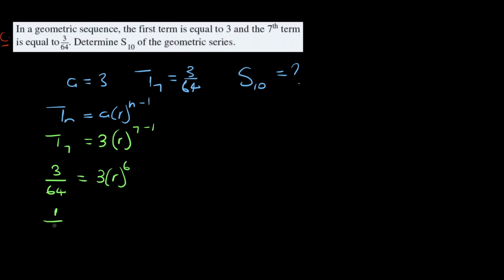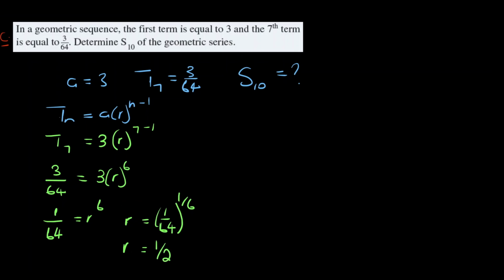We'll get 1 over 64 is equal to r to the power of 6, and r is equal to 1 over 64 to the power of 1 over 6. And if you punch that into a calculator, you should get an answer of 1 over 2. Means our r value is 1 over 2.